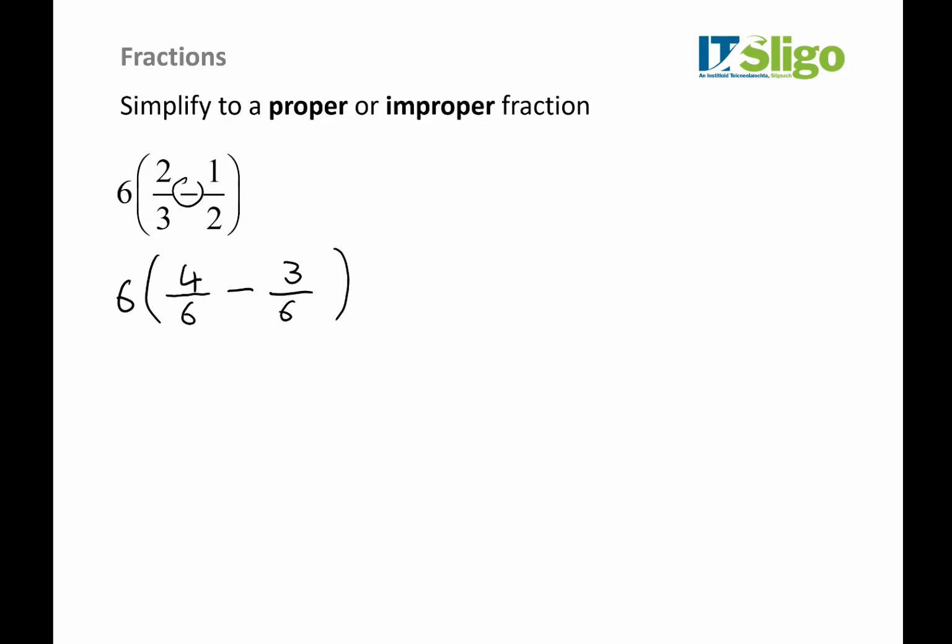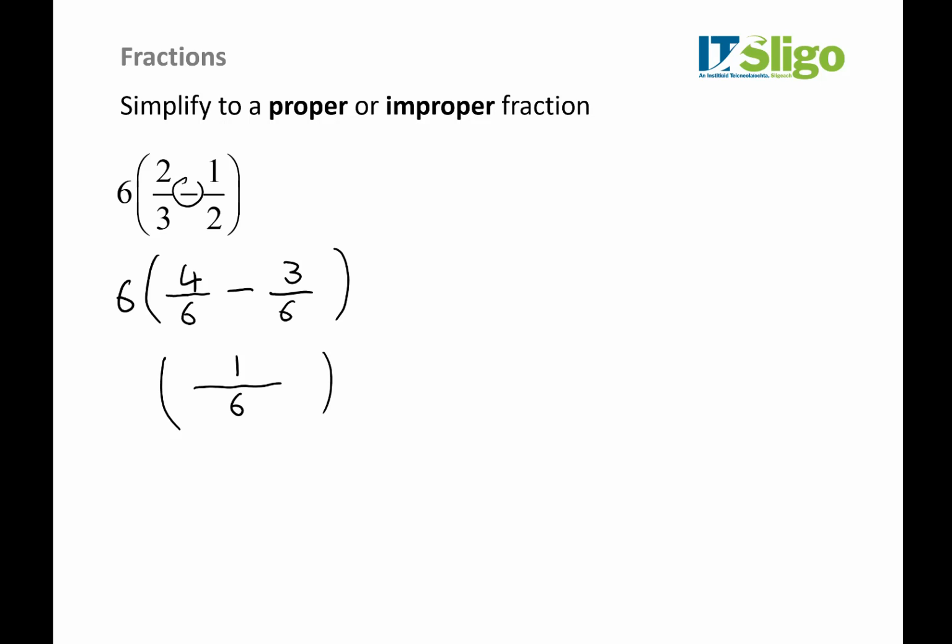Now, guys, the BODMAS dictates I still have to work inside the brackets. First of all, I have 4 of these sixths minus 3 sixths. My answer is still going to be sixths. Don't add or subtract the denominators. 4 minus 3 on top, sorry, I'm thinking ahead. 4 minus 3 on top gives us 1.